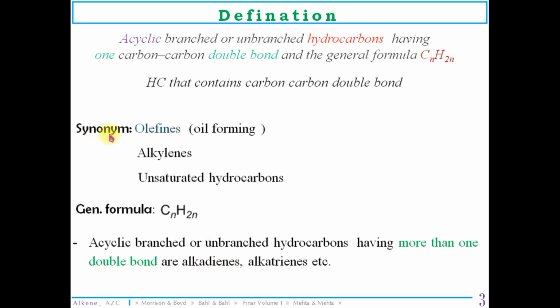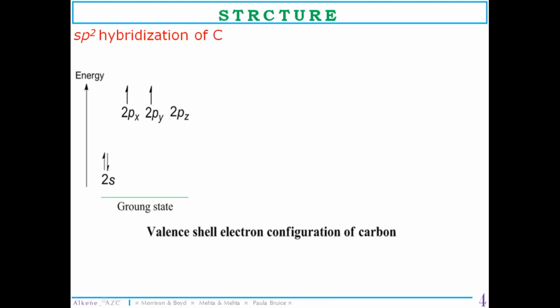Synonym: alkene is also called olefins, meaning oil forming compounds, or alkylines or unsaturated hydrocarbons. The general formula is CnH2n. The important part of structure is sp2 hybridization of carbon.